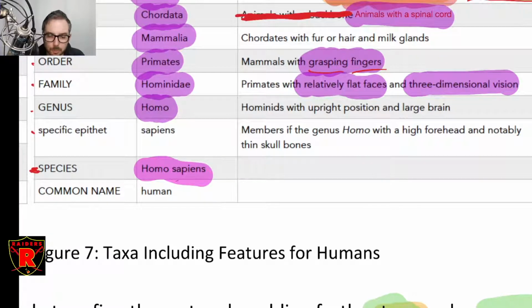Okay? So the way you get into that genus is that you have an upright body position and a relatively large brain to body size ratio. And Neanderthals certainly had that. In fact, they were very similar to humans. They had what you would call culture, technology. They made arrowheads. They established complex social relationships.